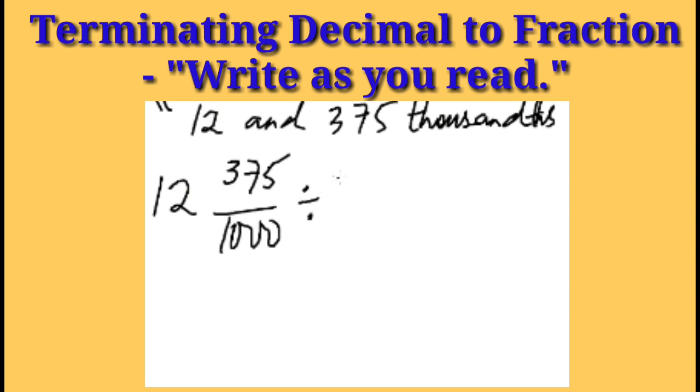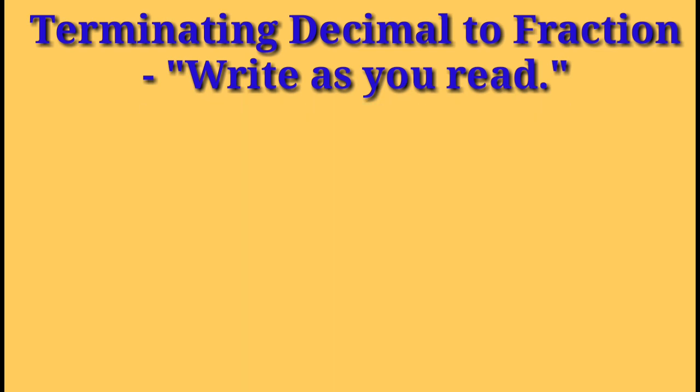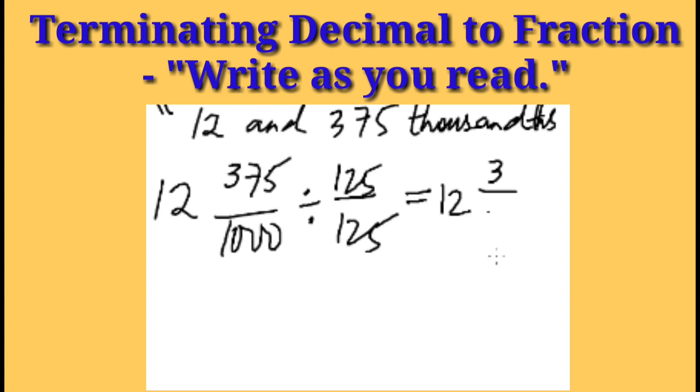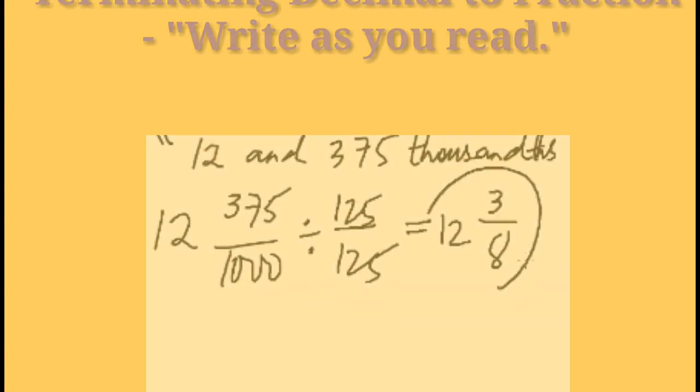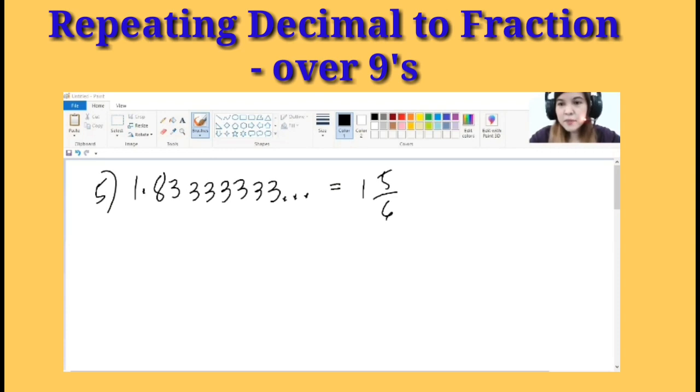So, ang greatest common factor na 375, itry natin sa 125. Okay? Copy the whole number. 375 divided by 125, that is 3 over 8. 3 over 8. Pwede naman kayo mag-calculators. Given this example, 1.83333. Let's convert this to fraction. So, dapat ito ang lumabas.